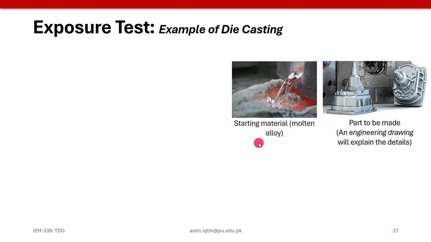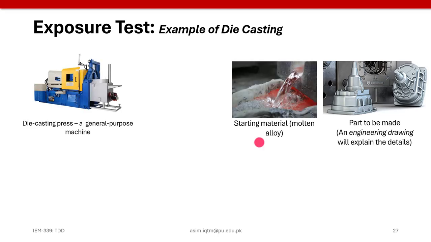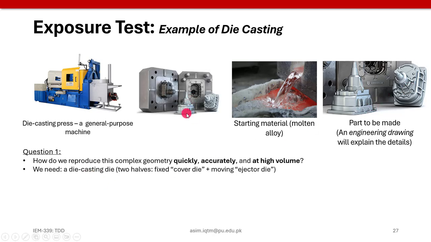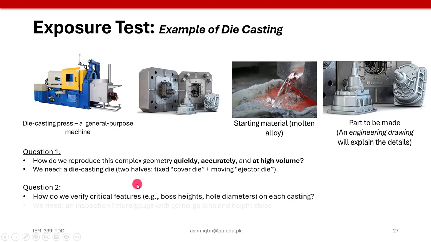When it comes to the die casting example, again we have the part to be made and the starting material, which is the molten alloy, and we have the die casting press, a general purpose machine. Through the help of this die casting mold, we can quickly and accurately produce a high volume of the final product. So we need a die casting die which has two halves: first is the cover die and the moving ejector die. And to verify the critical features of the final casting, we need inspection fixture gauges, go and no-go pins, and the height stops.